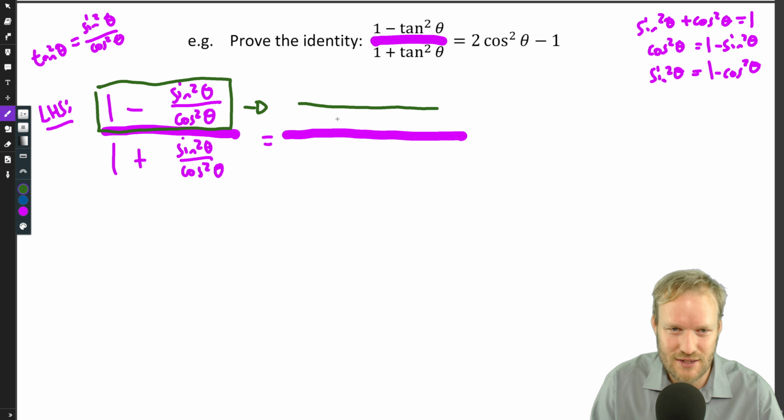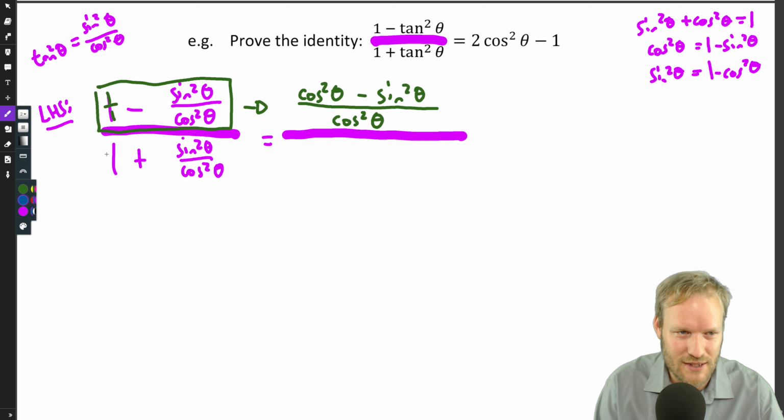So I'm going to pick an LCD, and my LCD for the numerator is cos squared theta. Okay, well, this was 1 over 1, so it still needs to be multiplied by cos squared theta. What you do to the bottom, you do to the top, so that's cos squared theta for the first term, and there's nothing to do for the second term.